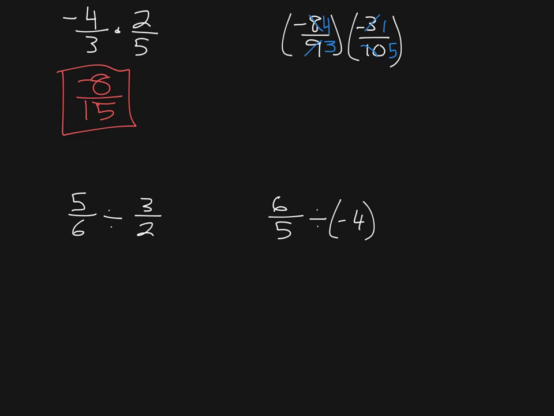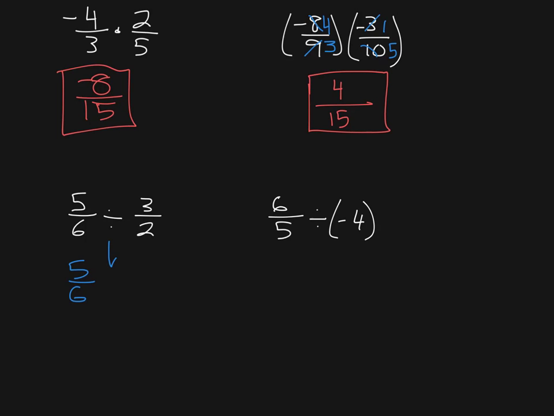And now I can multiply straight across. I have negative 4 times negative 1, same signs. It's going to give me positive 4, and 3 times 5 is 15. Positive 4 over 15 is our answer. That's so much less work than the decimals, isn't it? This is way better.